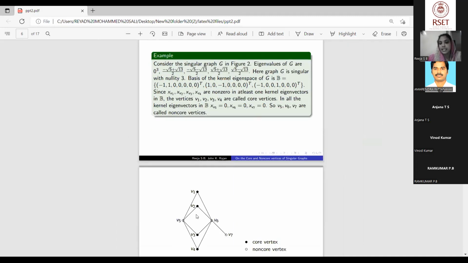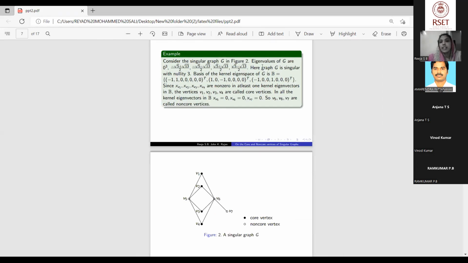If we consider the singular graph G in figure 2, the eigenvalues of G are 0 with multiplicity 3, (-root 5 plus root 13)/2, (-root 5 minus root 13)/2, (root 5 plus root 13)/2, and (root 5 minus root 13)/2. Here, graph G is singular with a nullity 3.